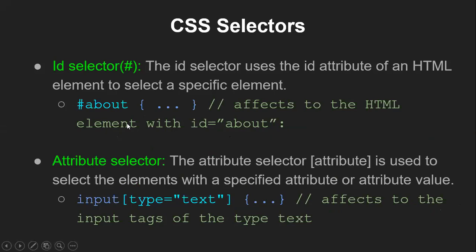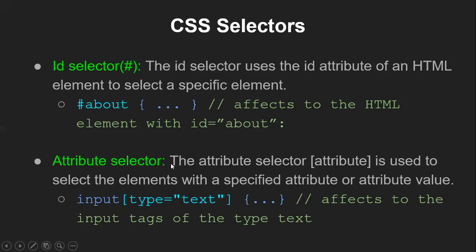You can also use the ID selector, which will use the hash symbol. The ID selector uses the ID attribute of an HTML element to select a specific element. So when you have the ID of about, in your CSS, you precede it by hash or the pound symbol.